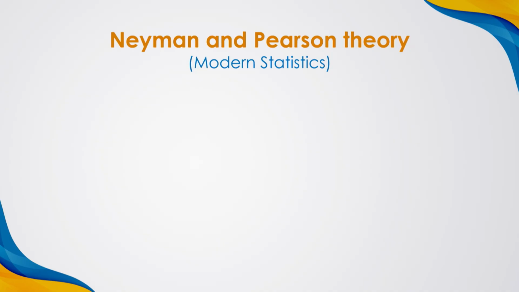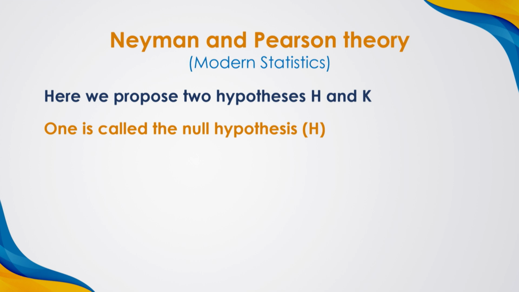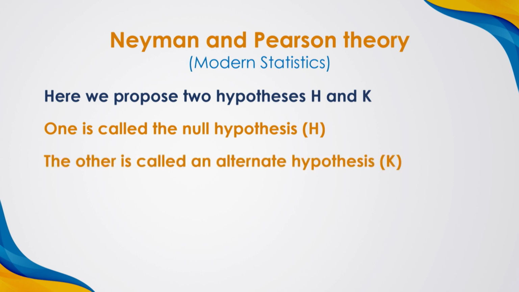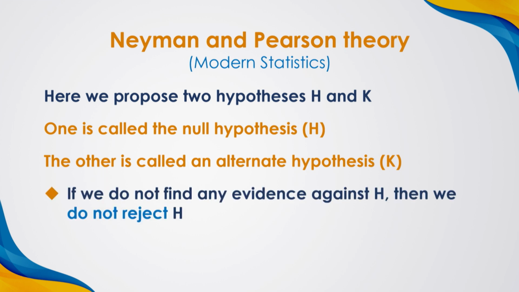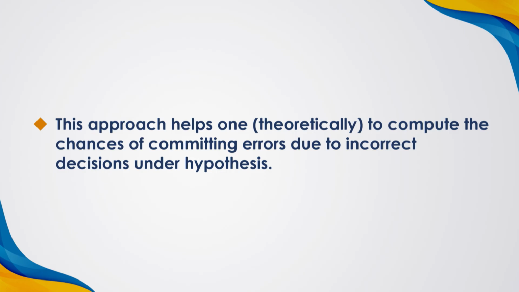Neyman and Pearson theory formed the modern statistics. Here we propose two hypotheses denoted by H and K. One is called the null hypothesis, again denoted by H. The other is called the alternate hypothesis K. If we do not find any evidence against H, then we do not reject H. Otherwise, we reject H, or equivalently we accept K. This approach helps one theoretically to compute the chances of committing errors due to incorrect decisions under hypothesis.